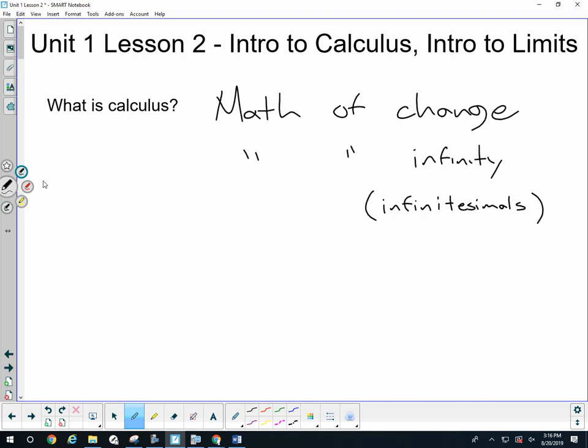A lot of calculus has to do with the thought process behind having something infinitely close to something else, or having something that's infinitely skinny. We are going to get into this concept today, this infinitesimal. Think of a decimal point, 0 followed by an infinite amount of zeros before 1. That's the concept we're going to be talking about today.